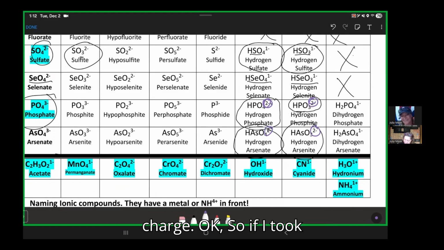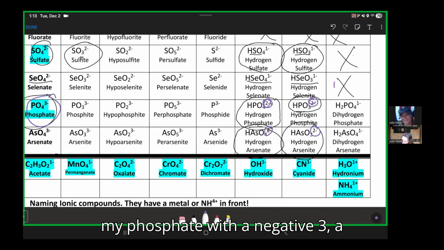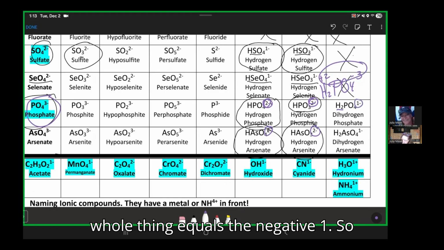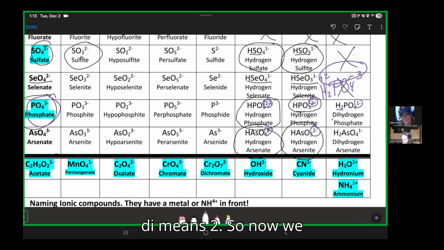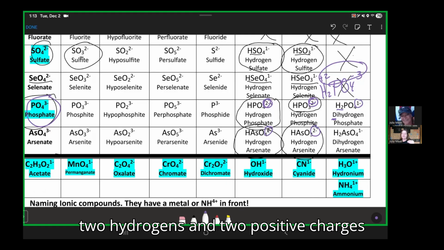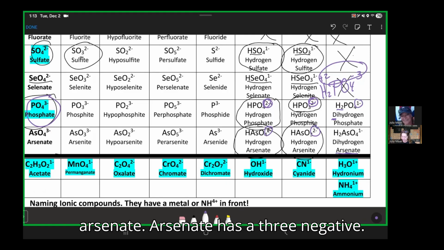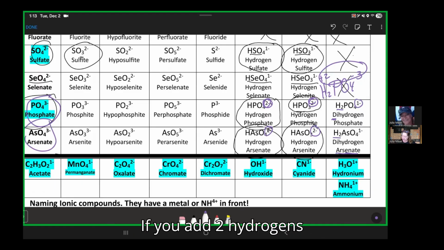So if I took my phosphate with a -3 and I added 2 hydrogens, I'm adding 2 positives, so that whole thing equals the -1. So di means 2. So now we just say dihydrogen. I added 2 hydrogens and 2 positive charges to my phosphate. Same thing with arsenate. Arsenate has a 3 negative. If you add 2 hydrogens and 2 positive charges, you have a -1.